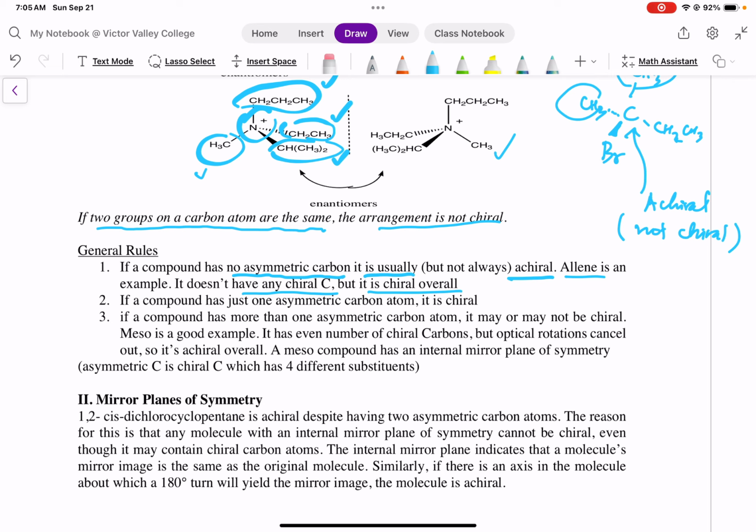Now, what we can know for sure is if a compound has just one chiral carbon, asymmetric carbon, it is chiral. If it has more than one, we have to see if the rotations cancel out or not, just like polarity. So we'll look at that example.